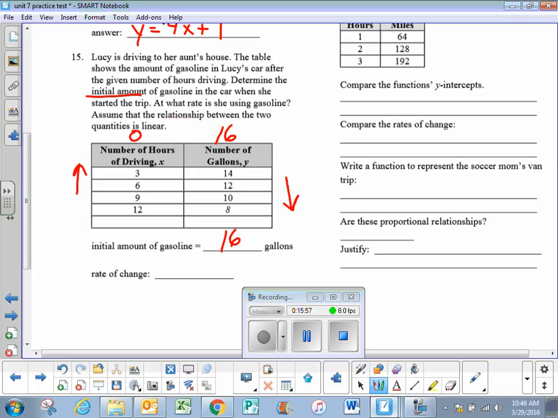Our Highlander might hold 15 or 16, but the Subaru probably only holds like 13, 12.